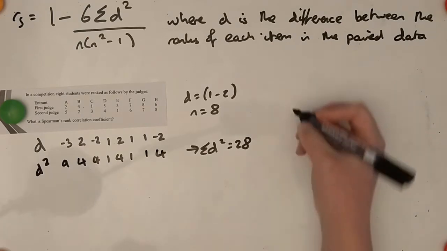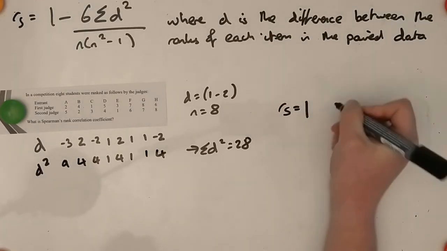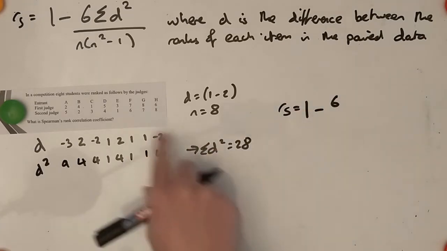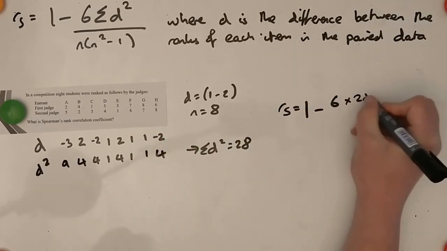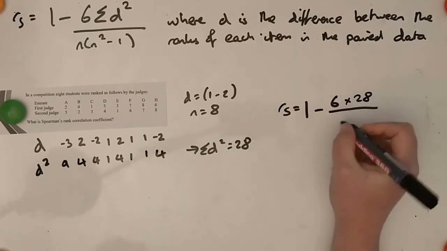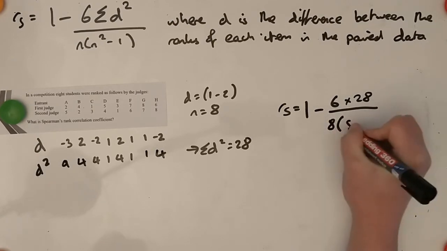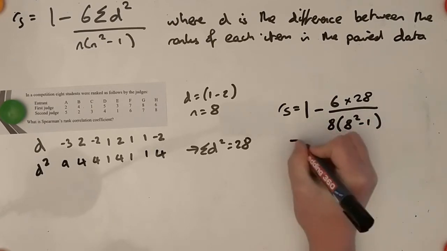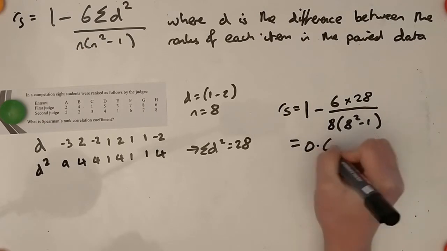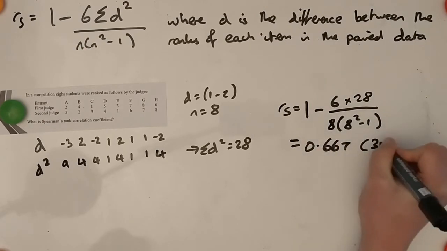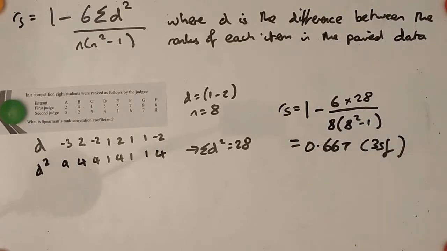Now I just put it into the formula. So rs is 1 minus 6 times the sum of d squared, 28, over n, which is 8, times 8 squared minus 1. Put that into our calculator, we get 0.667 to three SF. And that's it. That's how easy it is. So finding rs is really straightforward, and the hypothesis testing is pretty much the same as with the PMCC as well.